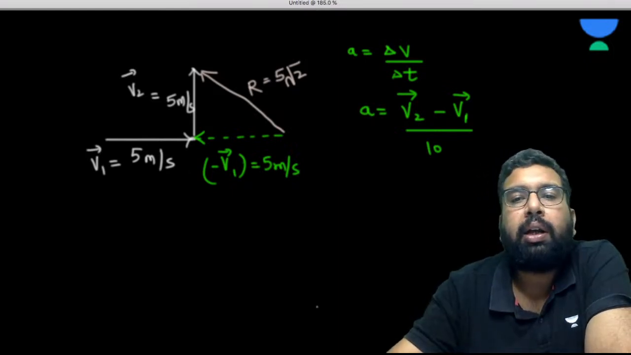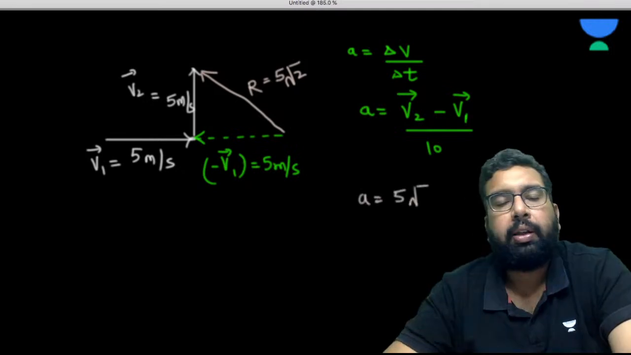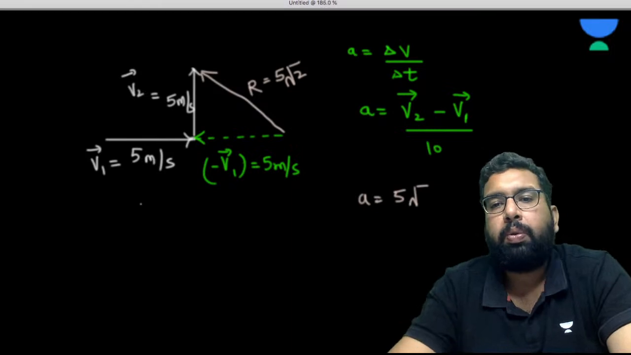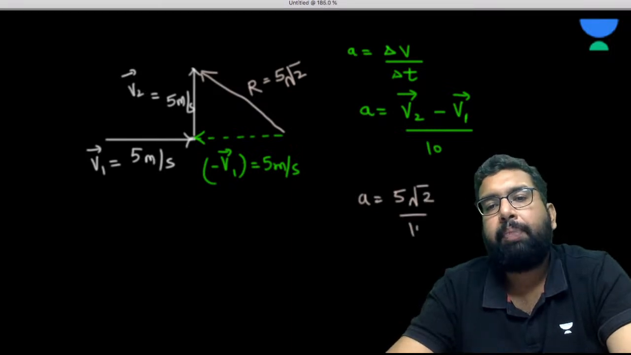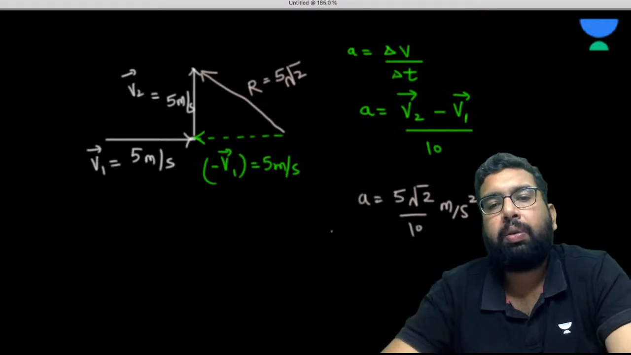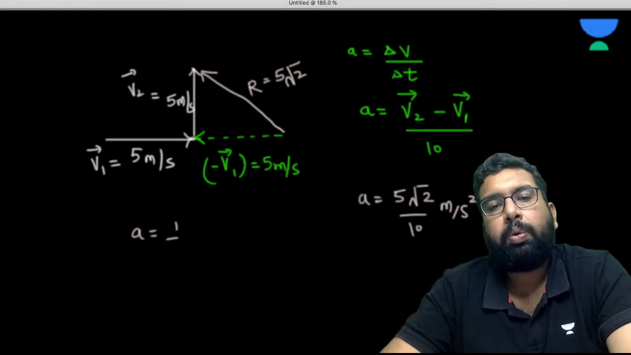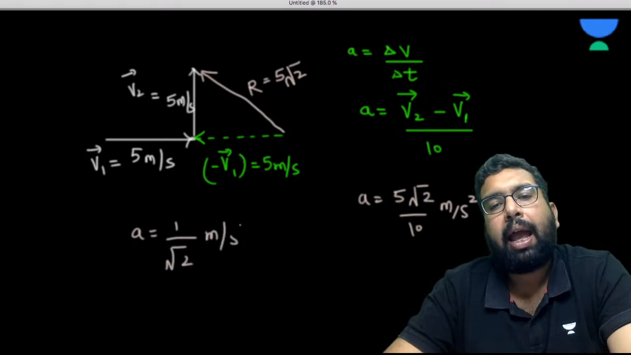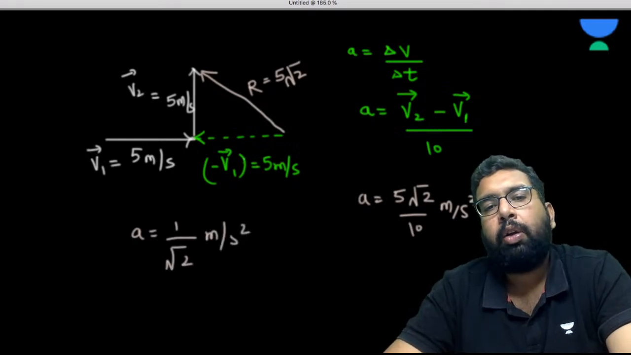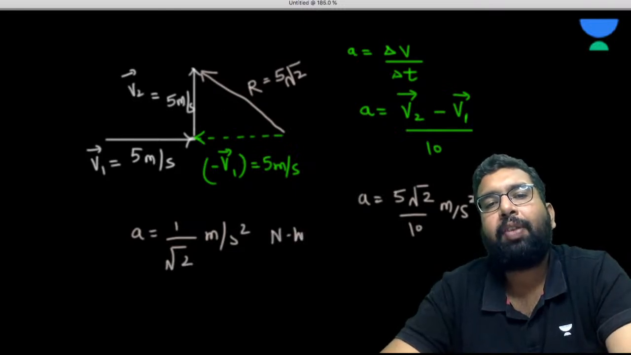So what is going to be the answer? What is acceleration? It is 5 root 2 by 10 meter per second square. Anyway, it is going to become 5 by 10, that is root 2 by 2. So root 2 by 2 is 1 by root 2 meter per second square. And now what is the direction? It is obviously northwest, because this is 90, this is 5, this is 5. So this is obviously 45 degree.